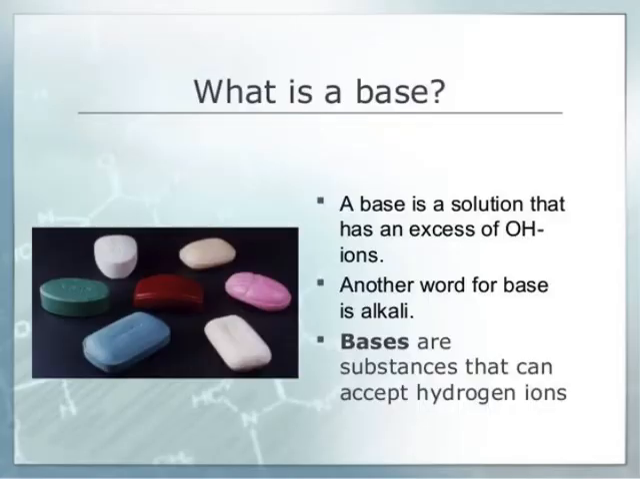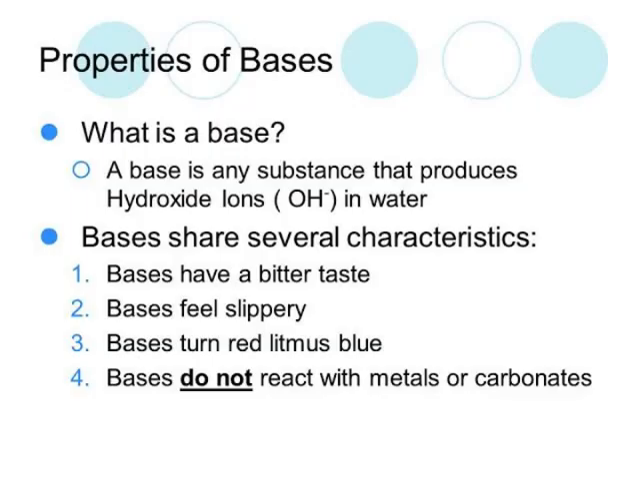What is a base? A base is a solution that has an excess of hydroxide ions. Another word for base is alkali. Bases are substances that can accept hydrogen ions. And here are the properties of bases. So what is a base? A base is any substance that produces hydroxide ions in water.